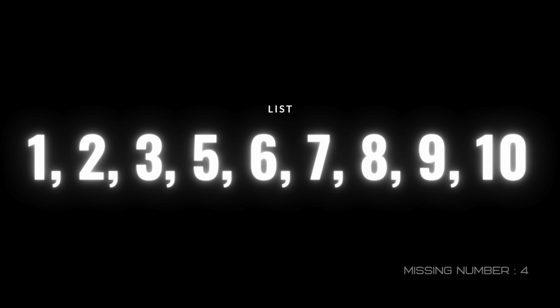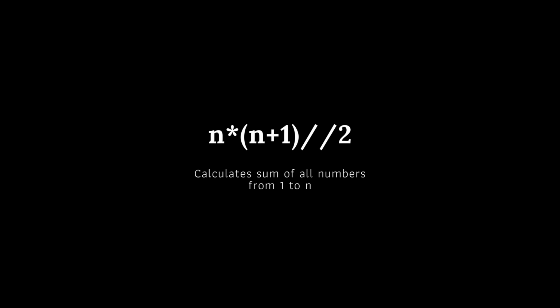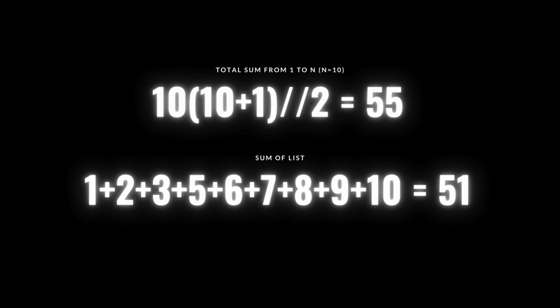To solve this problem, we use a clever formula: n times (n plus 1), all divided by 2. This formula calculates the sum of all numbers from 1 to n. In our example, n is 10, so the sum is 10 times 11, all divided by 2, which equals 55.